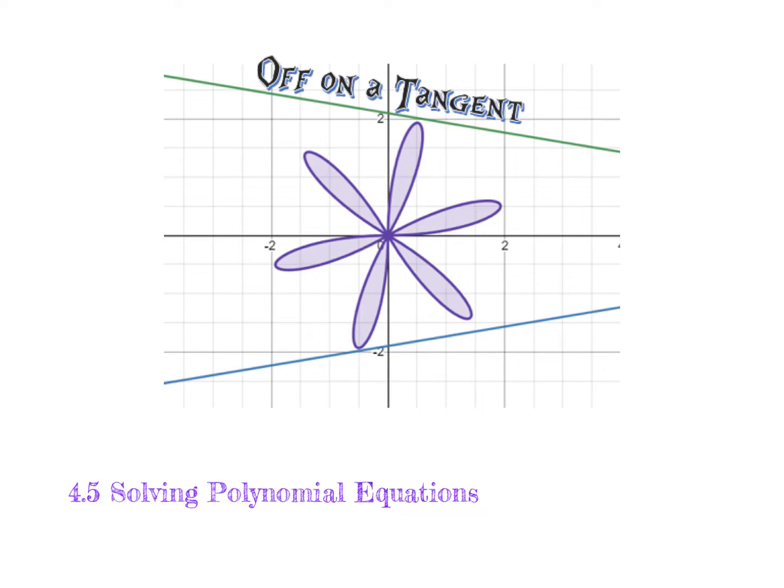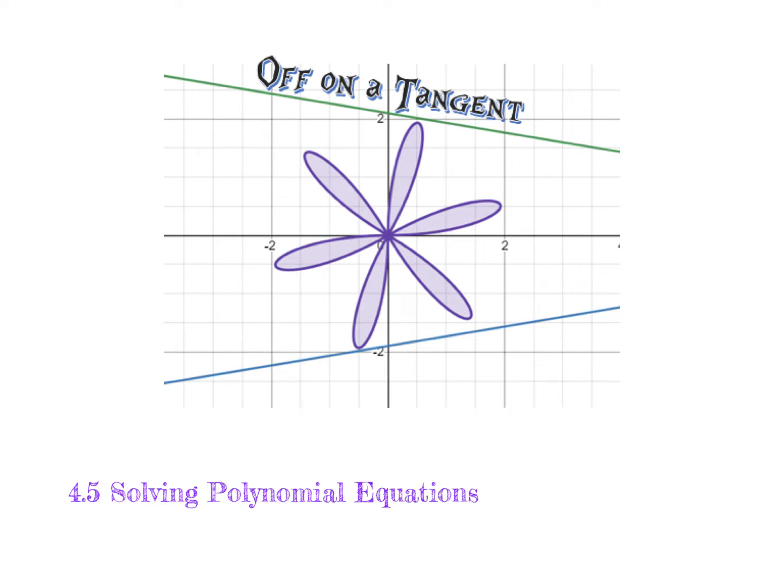Hello and welcome. In this video, we're going to talk about how to solve a polynomial equation using the rational root theorem and using synthetic division. So our goal is going to be to find all of the values of x that make a polynomial equal 0. We're also going to extend this idea to graphing.